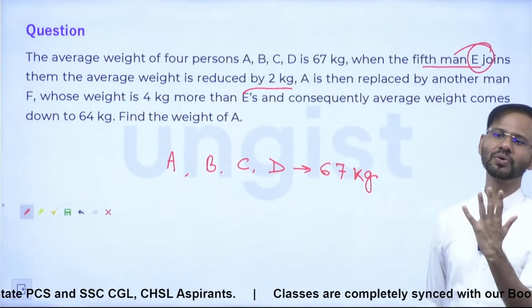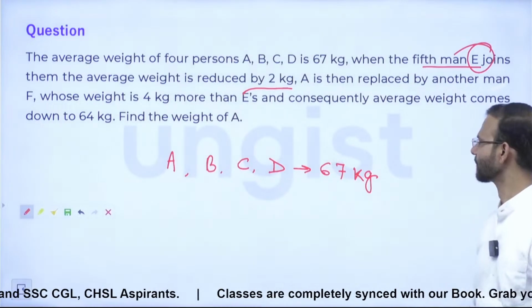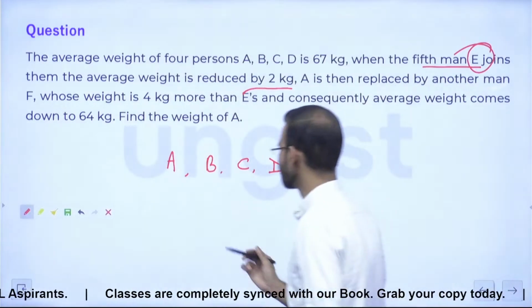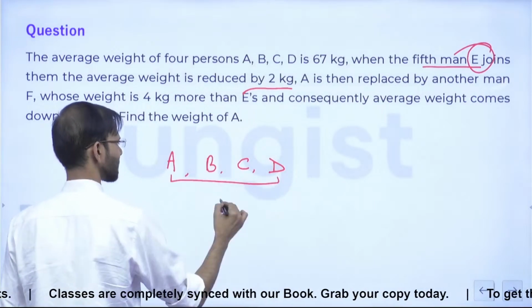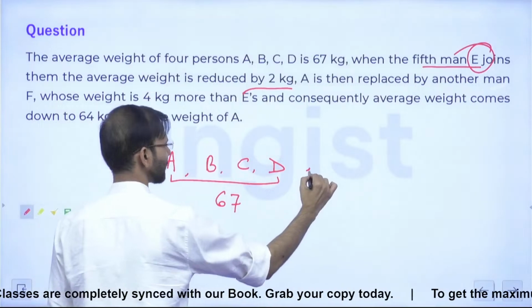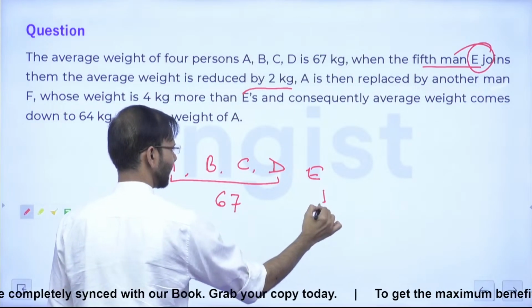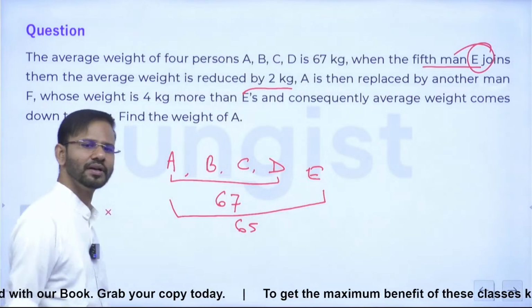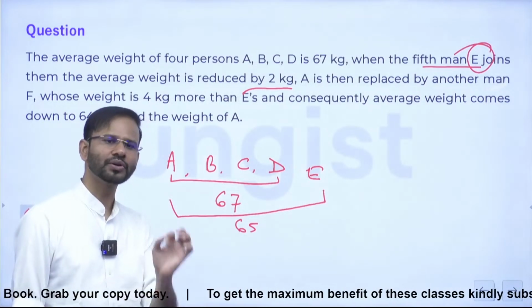There are 5 members now. E is joining the group. So when E is joining, the average is 67. After joining of E, the entire average becomes 65, right? Decreased by 2 years. It means E is coming with the contribution of what?